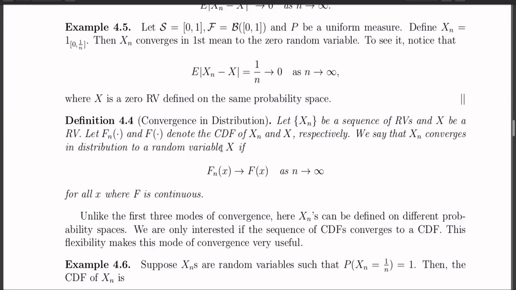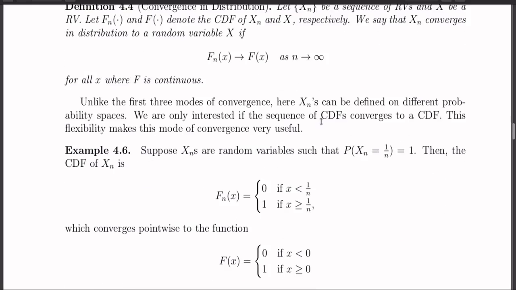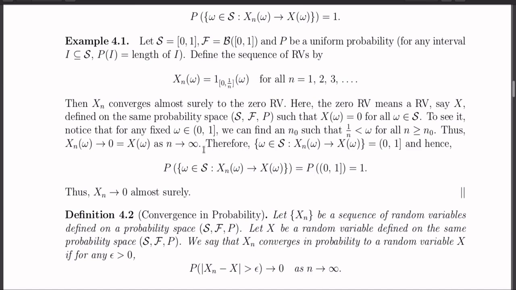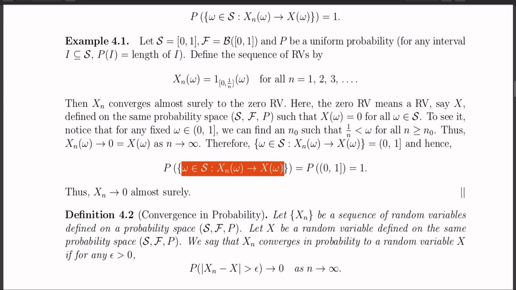Now two things I should discuss here. First, in the definition of the previous three modes of convergence, we have to assume that all the concerned random variables are defined on the same probability space. Why? For example, in the case of almost sure convergence, if I do not assume all the random variables are defined on the same probability space, then first of all, if the S is different, this set does not make any sense.